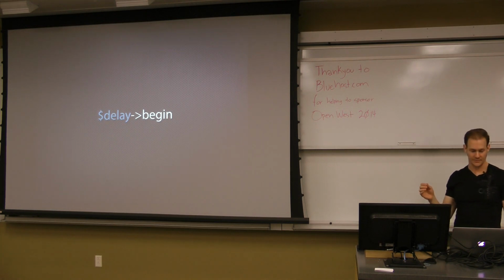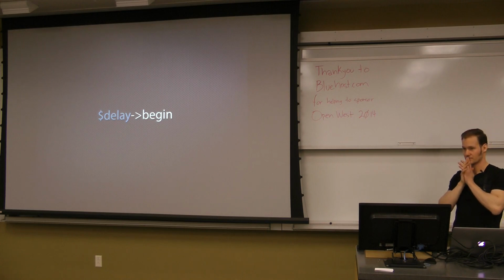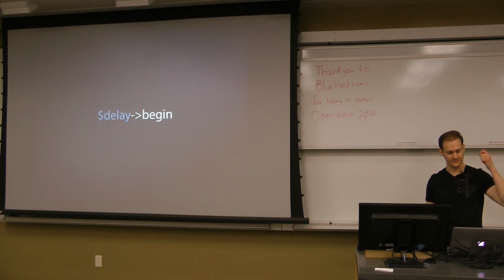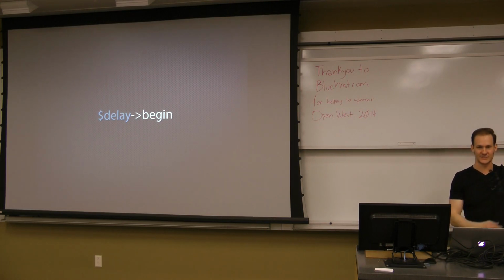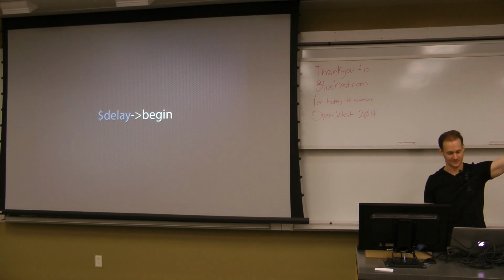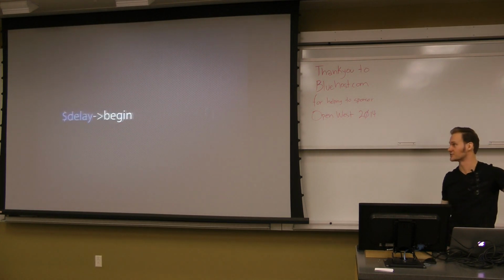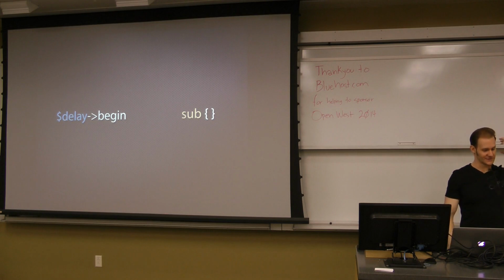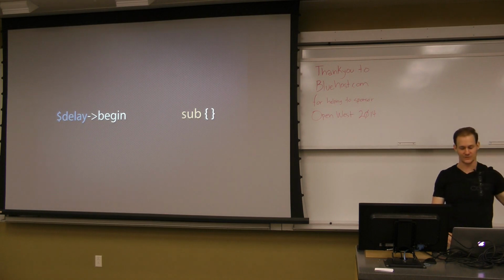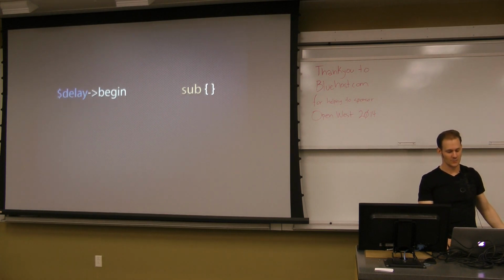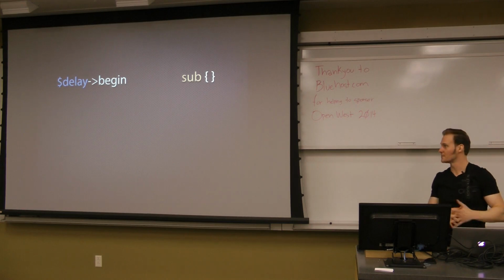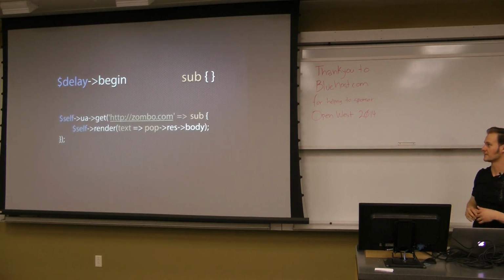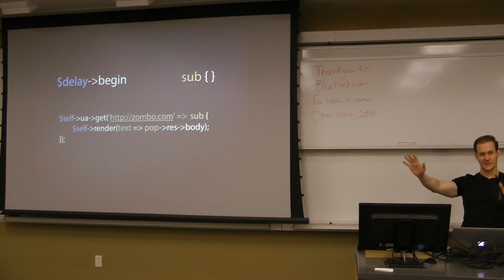So delay, it does two things. First, it does one thing, just accept it here for a moment. It does the first thing, and then it returns a callback. So it does a thing, and then it returns a callback. Well, remember our user agent syntax for non-blocking. This takes a callback. I bet we can use begin.